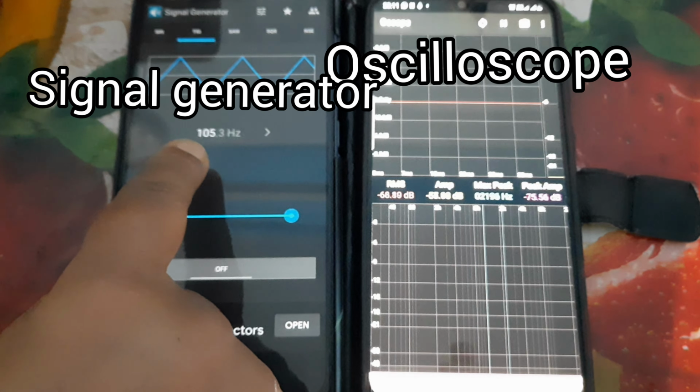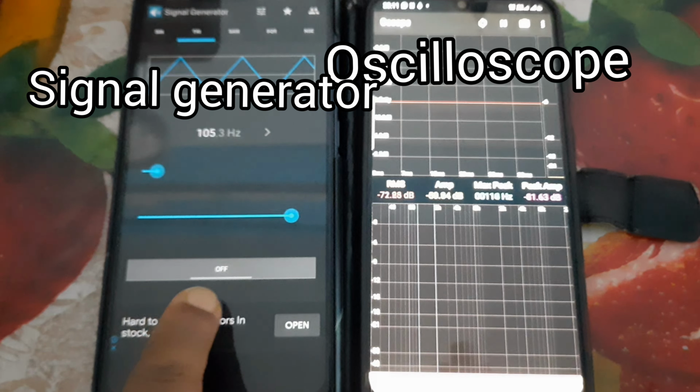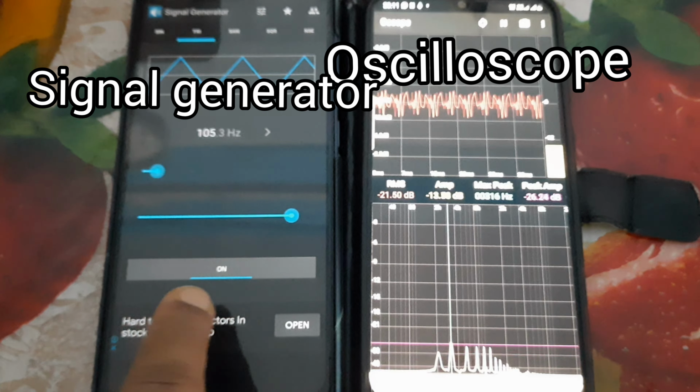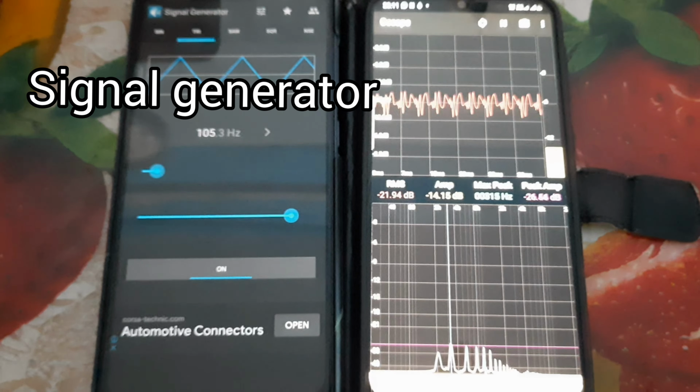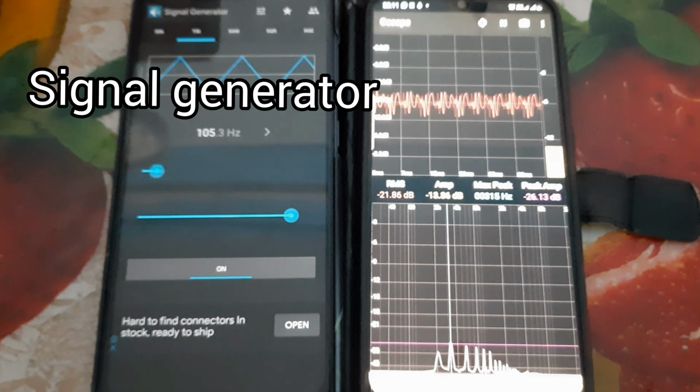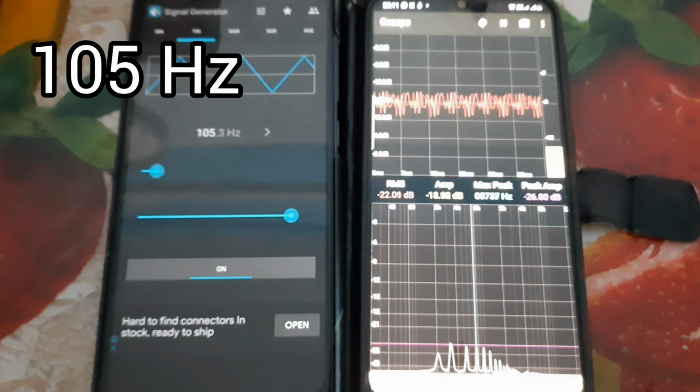A signal generator is one of the most essential pieces of technology in electronics and communication. It is used to produce different types of signals and frequencies for a variety of purposes. I have used a signal generator app here.